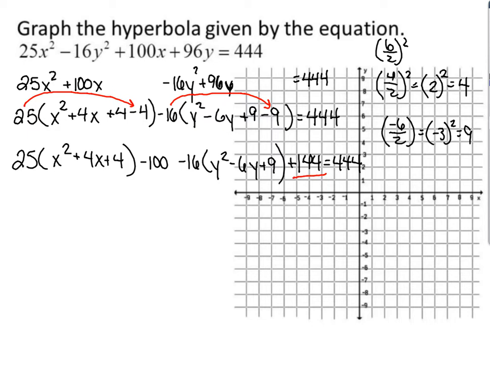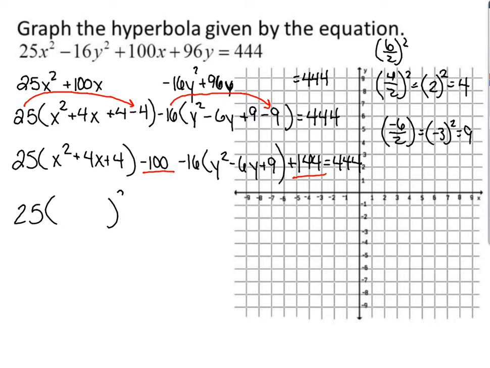Now we're going to take these constants and we're going to take them to the other side. Right now we have a positive 144, so if we subtract that over, 444 minus 144 is going to leave us with 300. We take that negative 100 over, so if we are going to add it to the other side, 300 plus 100 gives us 400.